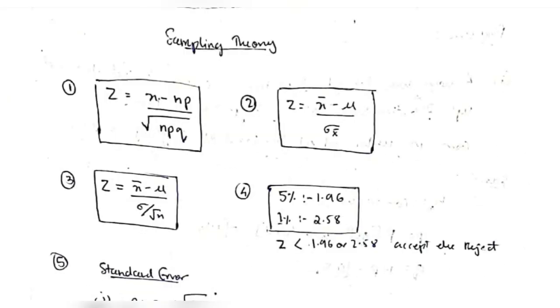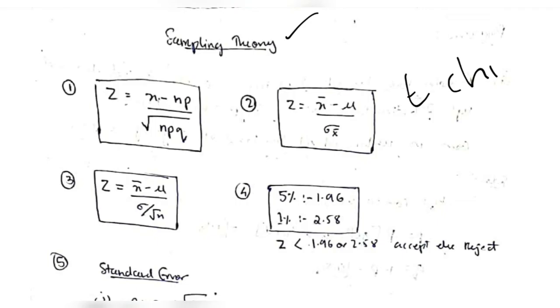This is the second part of the maths module. So this is the second half, and in here we have two topics: first is sampling theory normal problems, and the second part is students t-test distribution and chi-square distribution.